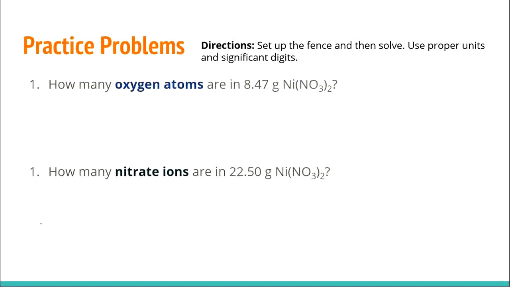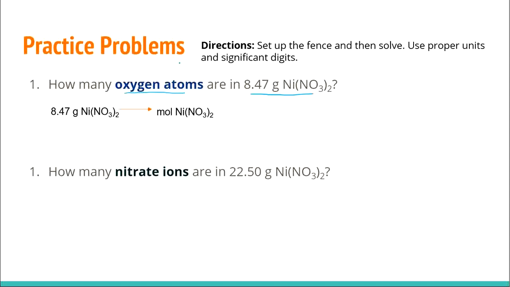How many oxygen atoms are in 8.47 grams of nickel(II) nitrate? You are given grams of nickel(II) nitrate, and this problem is asking for oxygen atoms. So given grams of nickel(II) nitrate, where are we going to go next? We're going to go to moles of nickel(II) nitrate, right? We have to go through the mole. Now what's next?